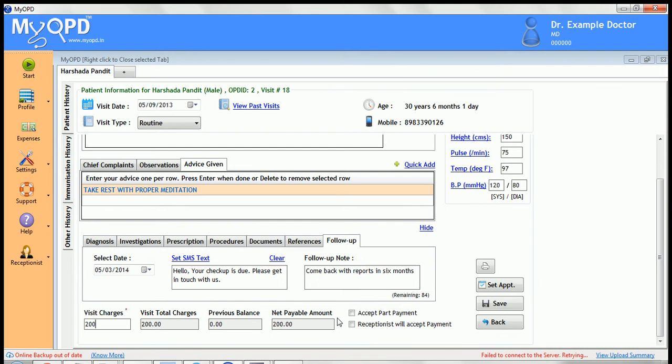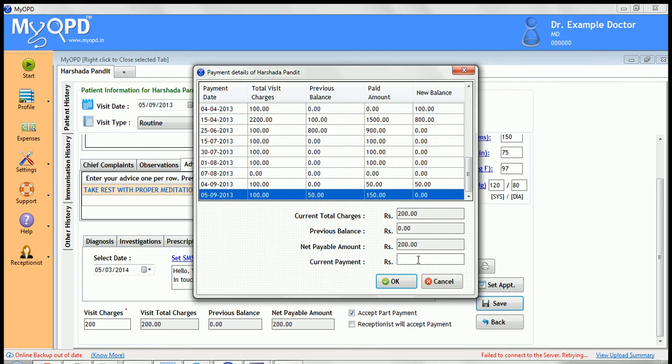If the patient has the entire amount, you can click Save directly. If patient does not have the entire amount, you can accept part payment. To accept part payment, click the Accept Part Payment checkbox. Then click Save. Enter the details in the next screen to capture the part of the amount the patient would like to pay. The remaining amount will be outstanding amount of the patient.